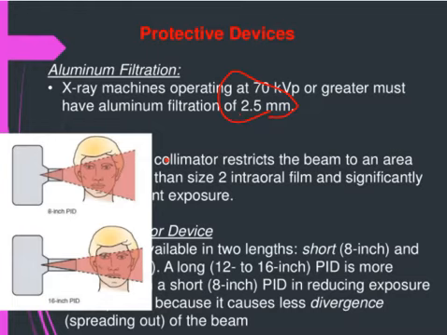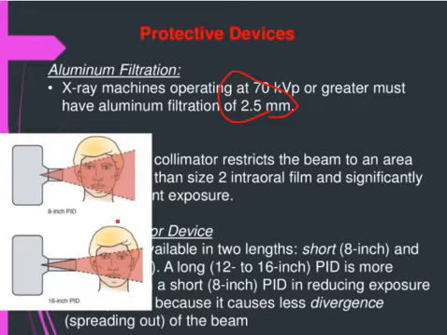Okay. Collimator is the one which looks like a CD. It will restrict the beam to an area that is equivalent to the size of a size 2 intraoral film. So this is going to significantly reduce the patient exposure.